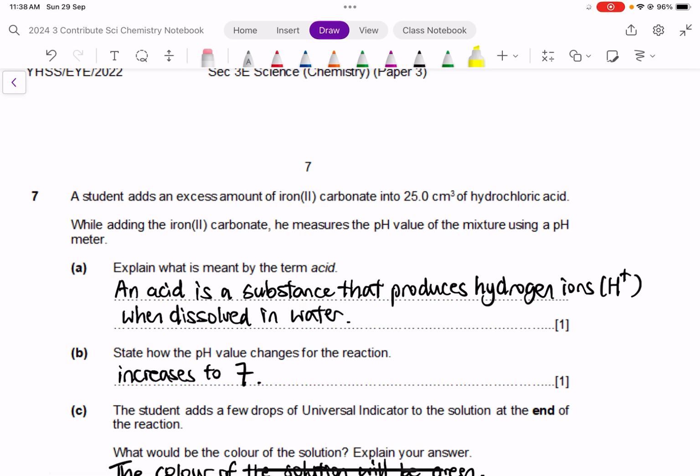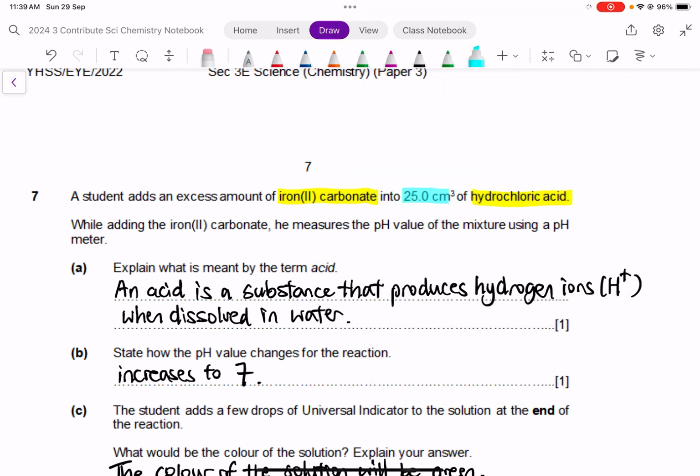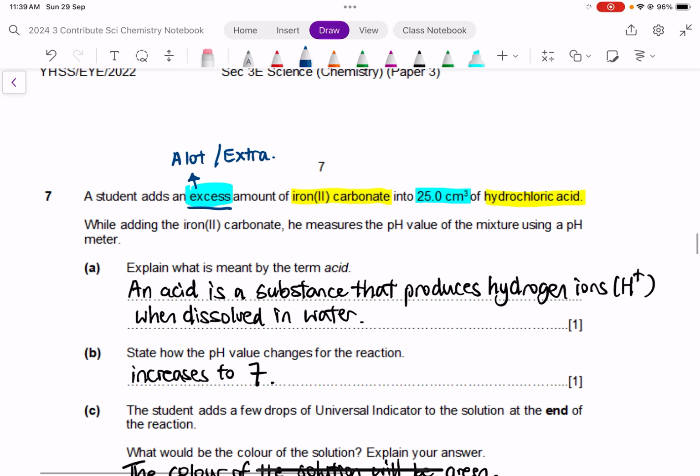Now once you read question 7, you highlight keywords. Keywords meaning chemical names. Besides chemical names, another group of keywords that you should definitely highlight are numbers with the units. So you can see 25 cm cube of hydrochloric acid. Besides that, excess is also another keyword. The word excess means a lot, extra. This means that iron 2 carbonate, I've added a large amount of iron 2 carbonate such that it's in extra. In chemistry, we don't say extra. The proper chemical term is excess.